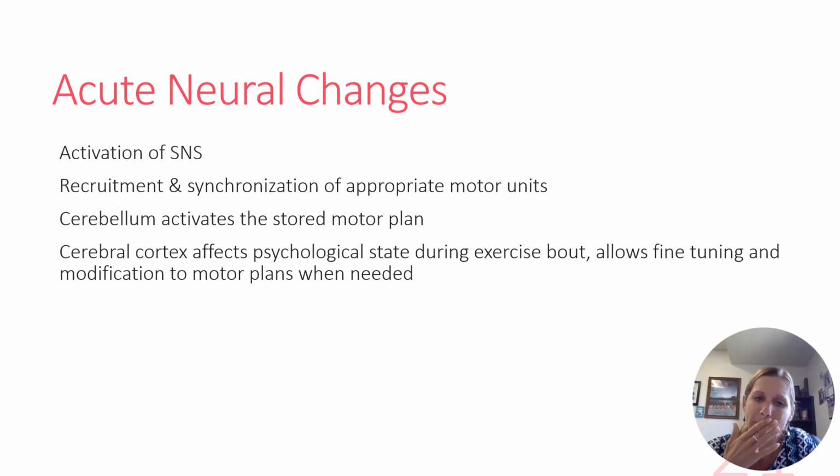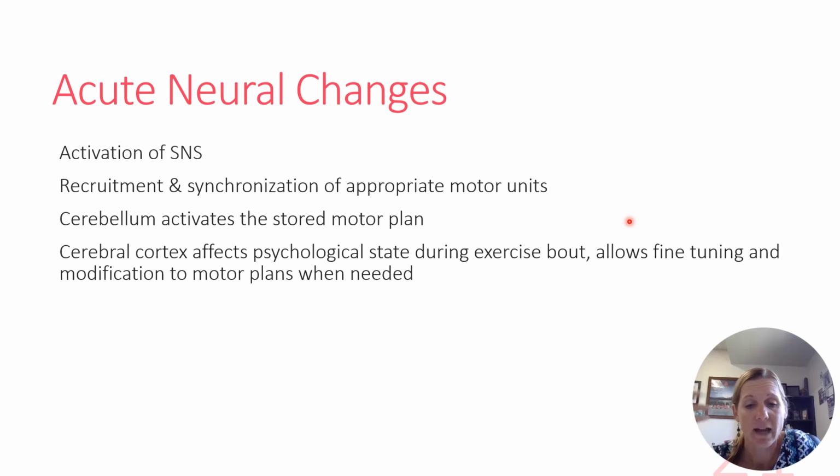But also, let's take a look at what else is going on from a neural perspective. Okay, so do make sure you understand the sympathetic nervous system and the role that plays within all those other systems, like the cardiovascular, pulmonary, metabolic. Okay. Other things that we're going to do from a neural perspective, we're going to recruit and synchronize the use of our motor units. Okay, so again, during aerobic exercise, we're going to choose those slow twitch fibers.